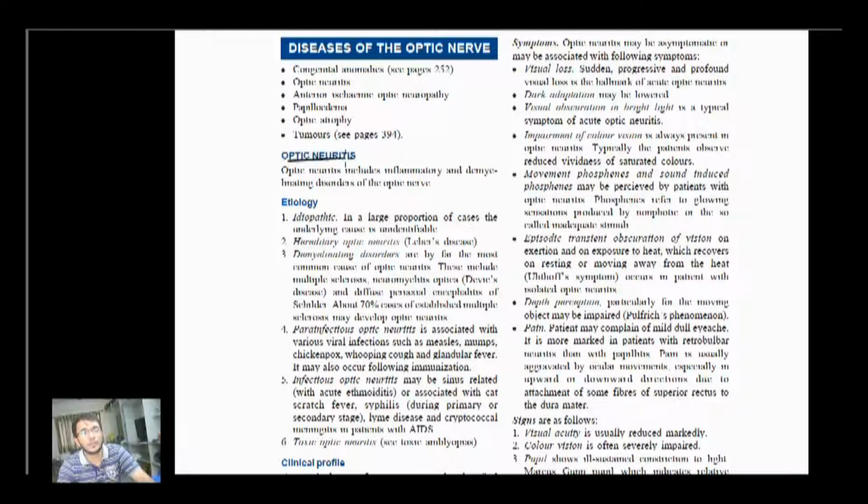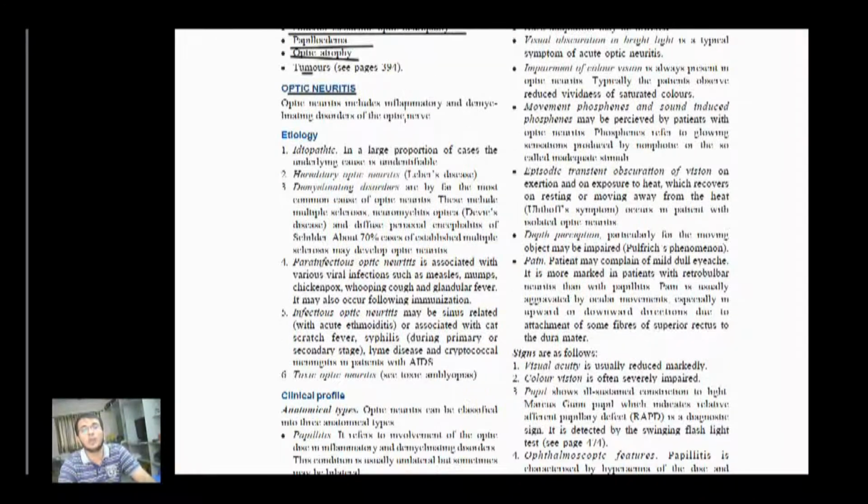So today we are going to study optic neuritis. Optic neuritis is a disease of the optic nerve. Diseases of the optic nerve are studied under various headings: congenital anomalies, optic neuritis, anterior ischemic optic neuropathy, papilloedema, optic atrophy, and tumors. Of these, papilloedema and optic neuritis are of great importance. So first we will study optic neuritis.